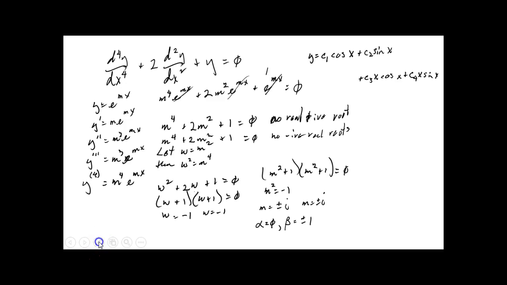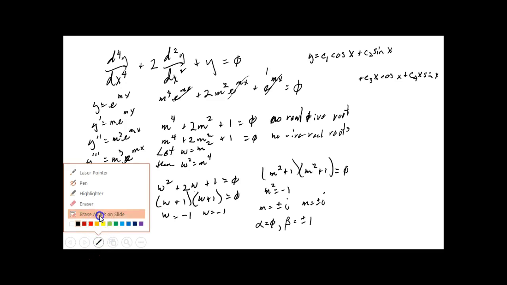Okay, so let's clear this and do example 5. Here's example 5: 3y triple prime plus 5y double prime, I believe it is, plus 10y prime minus 4y is equal to 0.